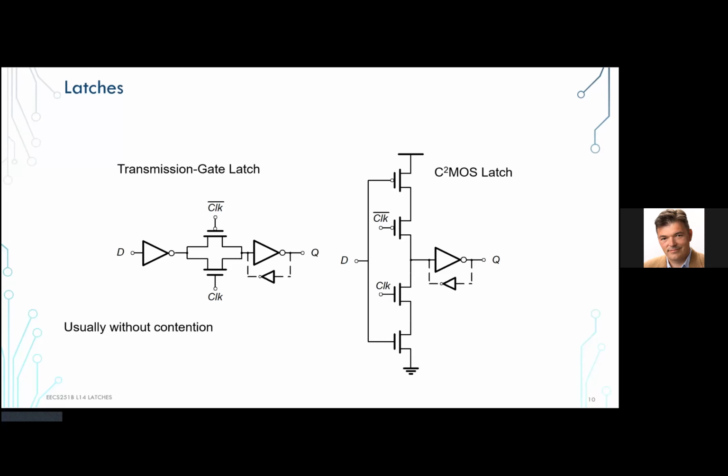So that node is nowadays staticized by having an inverter in the feedback. What's the problem of having an inverter here in the feedback?